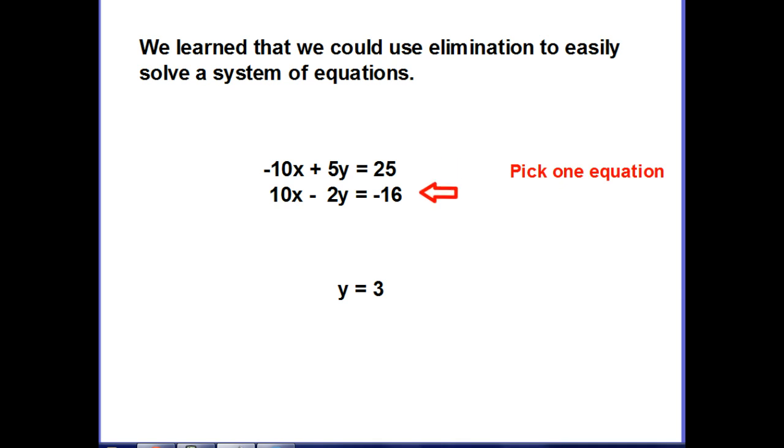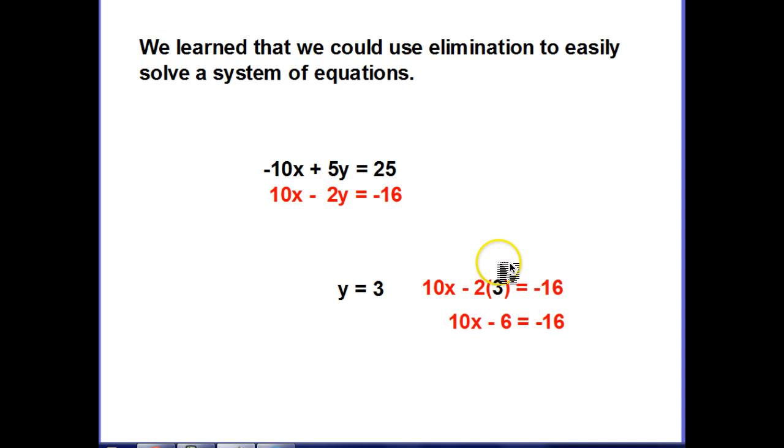Just for simplicity's sake, and again, they both work, I'm going to choose this one, 10x minus 2y equals negative 16. There's no particular reason why. It's going to work fine for both. So I'm going to take that equation and substitute y equals 3 into it. We can see that instead of y, I now have a 3, and then I can evaluate like I normally would. Negative 2 times 3 is negative 6.